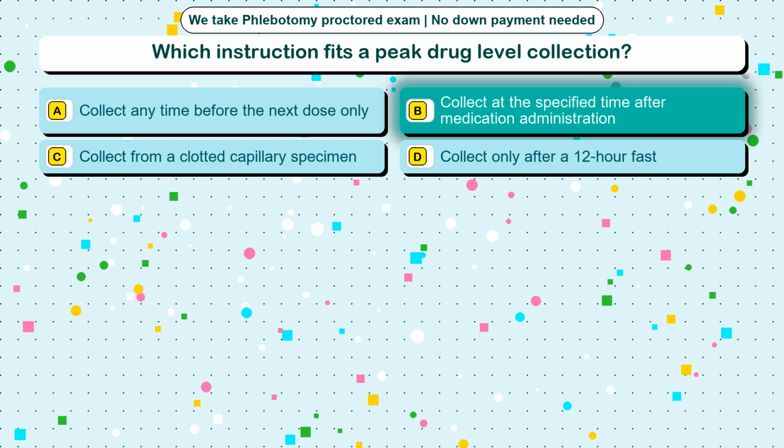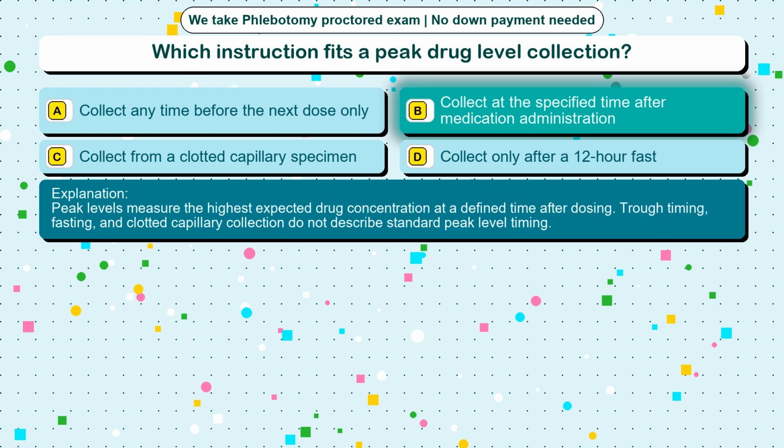The correct answer is option B, collect at the specified time after medication administration. Peak levels measure the highest expected drug concentration at a defined time after dosing. Trough timing, fasting, and clotted capillary collection do not describe standard peak level timing.